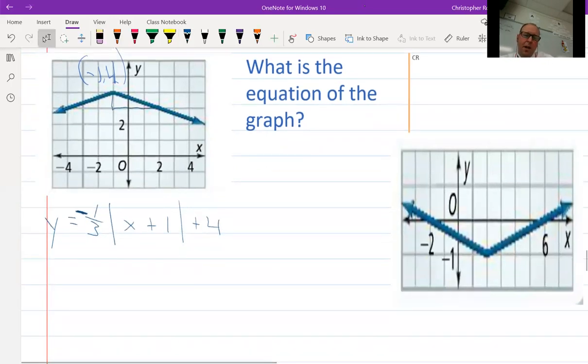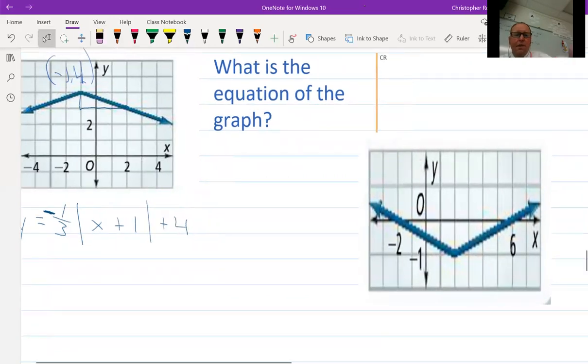Okay, so how do we describe it? We're going to go left 1, up 4. It's an x-axis reflection, and it's compressed by a factor of 1/3. Ooh, look at this one over here. It's very digitized. I don't even know if that's a word, but I just used it.